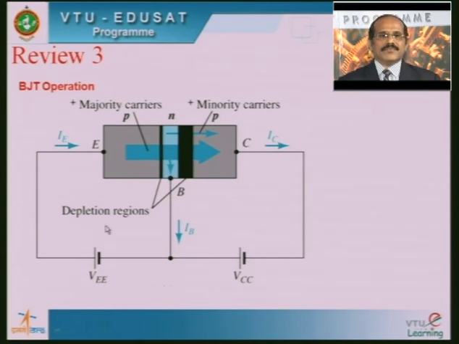As you can see in this slide, we have a PNP transistor. The P forms the emitter, the N layer is the base region, and the extreme right hand side P layer forms the collector. You can see that the emitter, that is the P layer, is connected to the positive terminal of VE with reference to the base, and similarly the collector, that is the P layer, is connected to the negative terminal of VCC with reference to the base. Therefore, the emitter base junction is forward bias. However, the collector base junction is reverse bias.